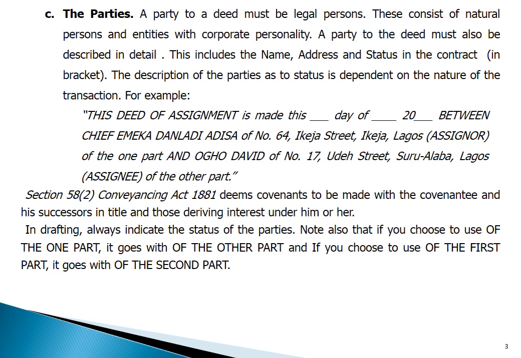In drafting, always indicate the status of the parties. Note also that if you choose to use of the one part, it goes with of the other part, and if you choose to use of the first part, it goes with of the second part.